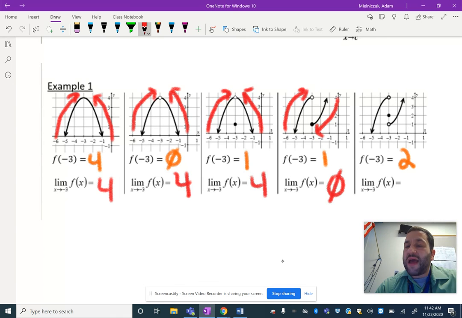And the same thing for the last one. As we approach from the left, we get to 4. From the right, we get to 1. It doesn't matter about that value in there. It doesn't approach the same thing, so again, does not exist.